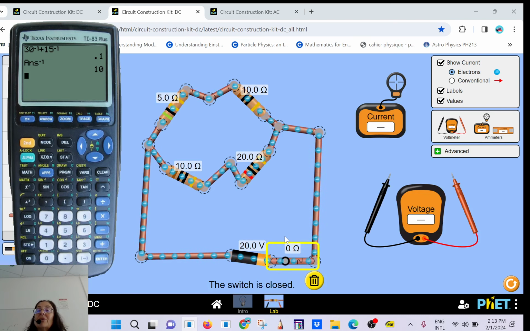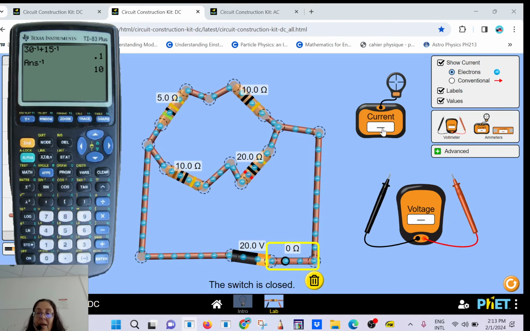So what do you expect the current to be? 2. So the current is 2. Do you agree? Can you find for me the current in this branch here? Just the current in this branch. So let's see. Do we have the voltage across here, between here and there? It's going to be 20.